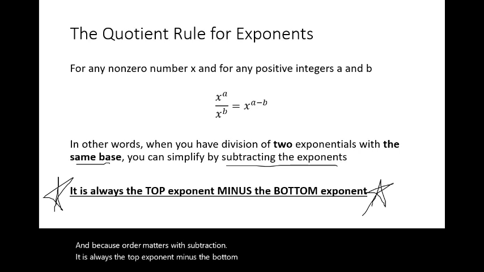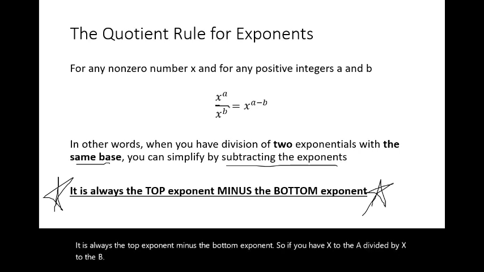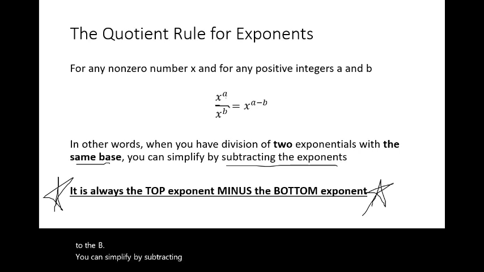So if you have x to the a divided by x to the b, you can simplify by subtracting the exponents, x to the power of a minus b. Top minus bottom.